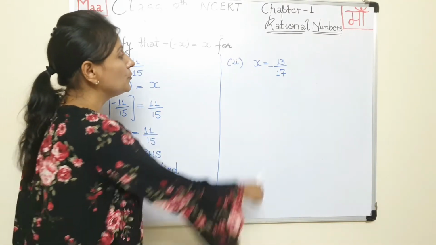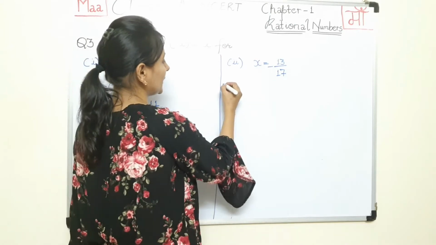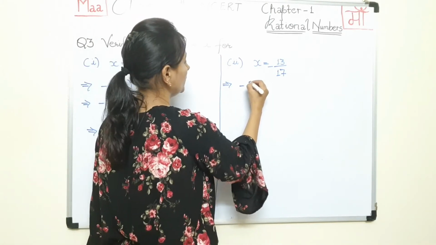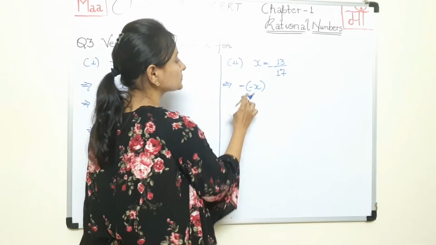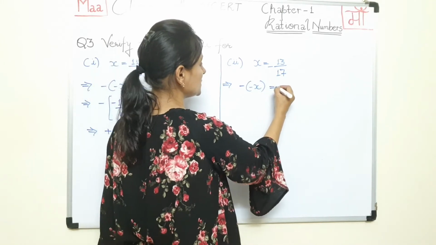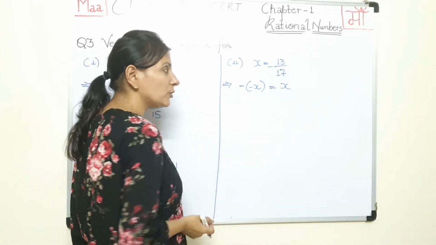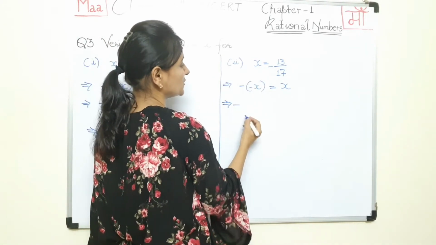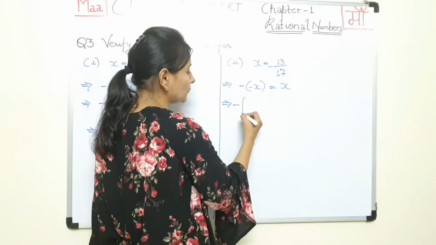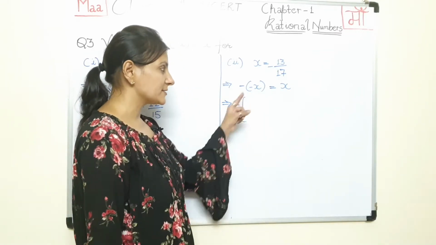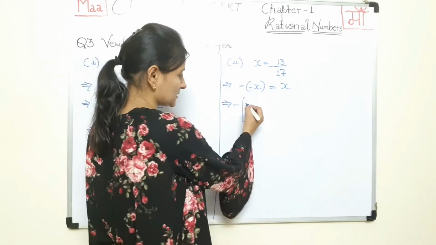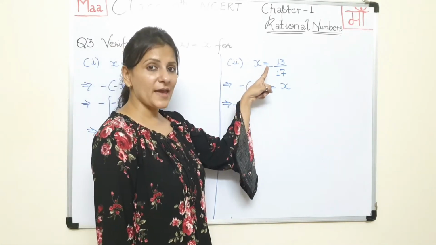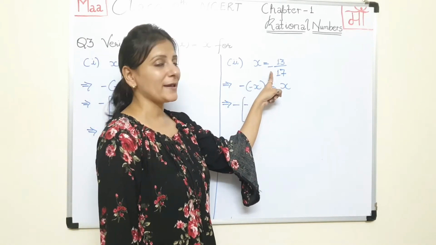Let's move on to the second part. Again, we have to firstly write the statement which we have to verify: minus, in the bracket, minus x is equal to x. Now put the value of x in the equation. So minus, now you have to put one bracket. Firstly you will put this minus sign. Now the value of x is itself with a minus sign here.